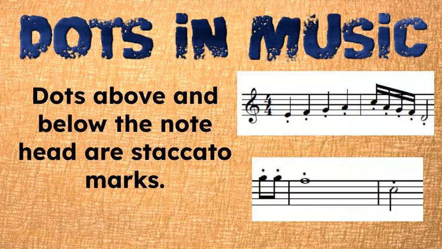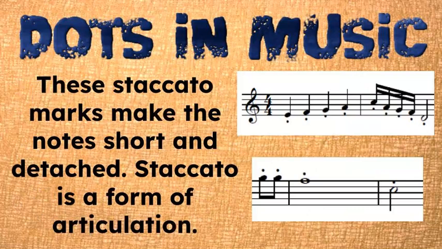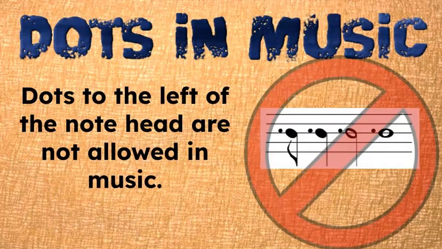Here we see dots that are above or below the note head. In these examples, those are all staccato marks, and they mean we're going to make the notes very short and detached. And now we see dots on the left of the note head, which is never seen in real life. This is not something that we do with dots.